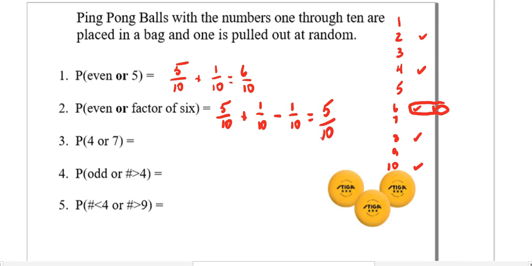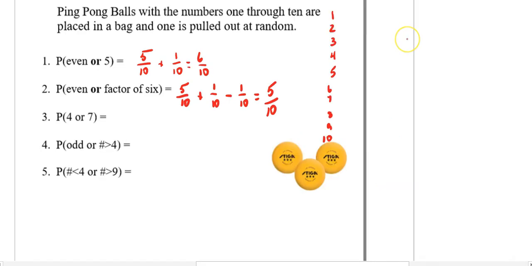All right, I can erase that. Okay, so if we move on to the next one, a 4 or a 7. Notice those are exclusive. So this would be 1 out of 10, plus 1 out of 10, so 2 out of 10.